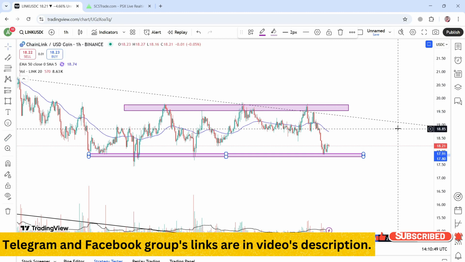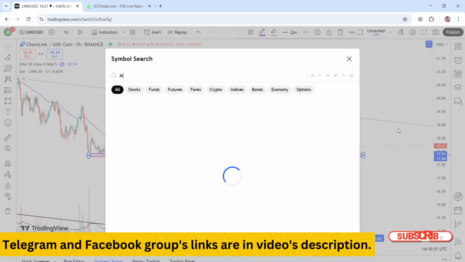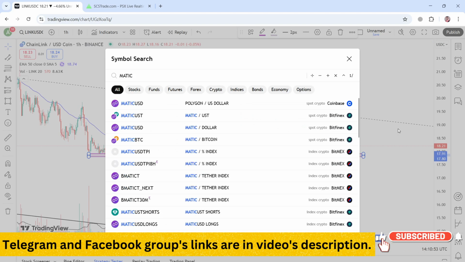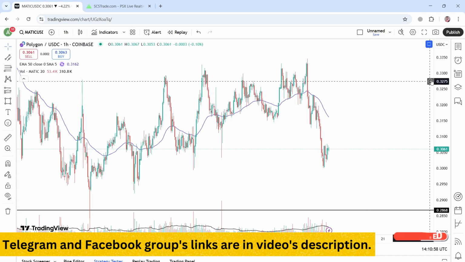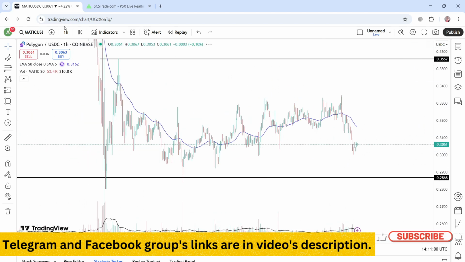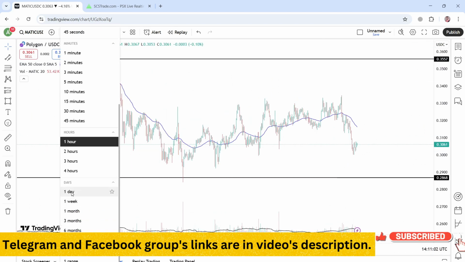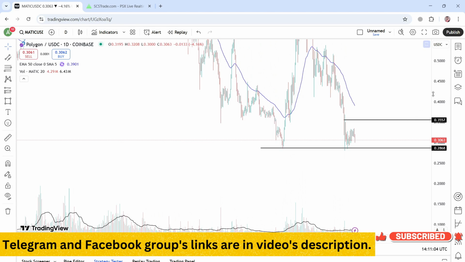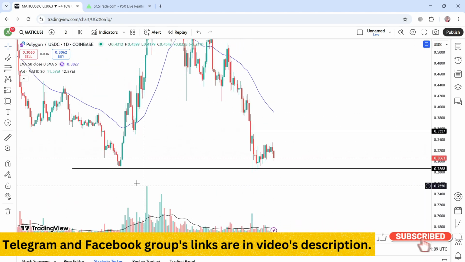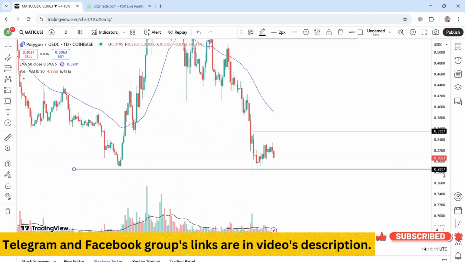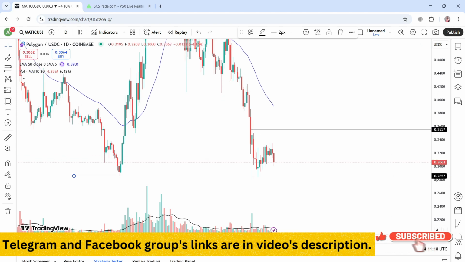So the next coin is Polygon MATIC, so I'm opening the chart of MATIC against the USDC. If we look at the MATIC on 1 day time frame, the MATIC has a very strong support around 0.2857. This is very strong support.